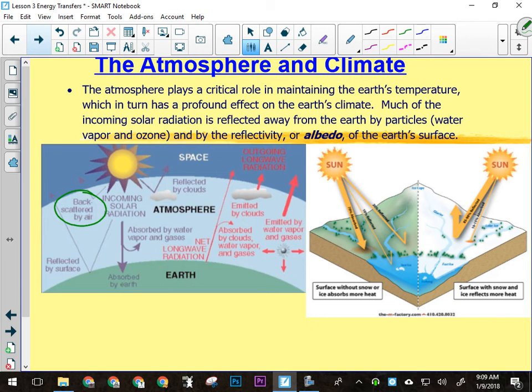Now, the difference between summer and winter. In case it wasn't obvious enough that this is summer and this is winter, I'll label it. The amount of energy that gets absorbed is a lot different.